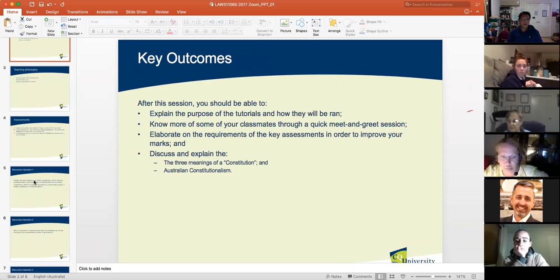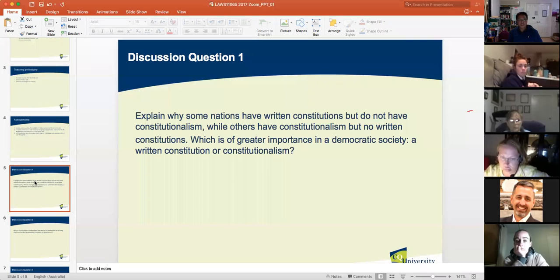So, first discussion question, and you can answer this question either by picking up the microphone, so just tell me if you want to say something and I'll give you the floor, or you can provide your answer in the chat box. So question 1. Explain why some nations have written constitutions but do not have constitutionalism, while others have constitutionalism but no written constitutions. Which is of greater importance in a democratic society, a written constitution or constitutionalism?